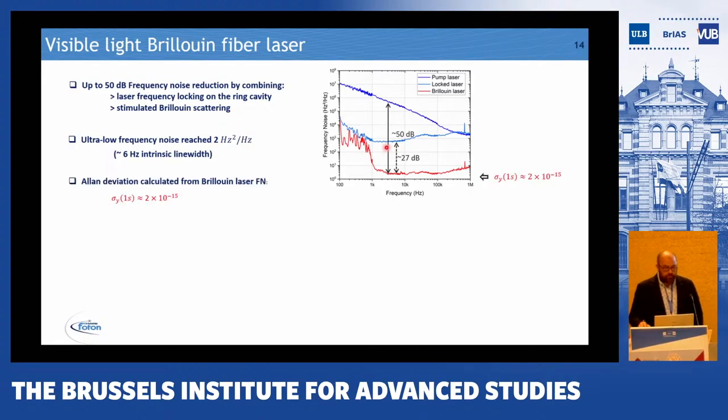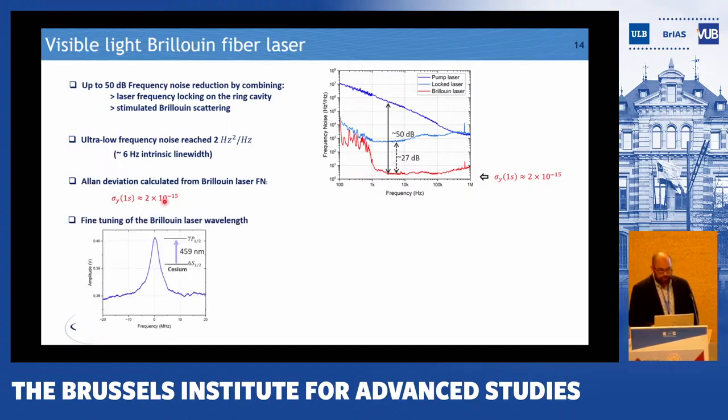So if we come back again to the story of the Allan deviation, we can expect to reach close to 10^-15 in terms of stability for a clock. And we also implemented some tunability on such a laser. And here what you see is the Doppler-free transition of the cesium at 459, which is probed with such a Brillouin laser.